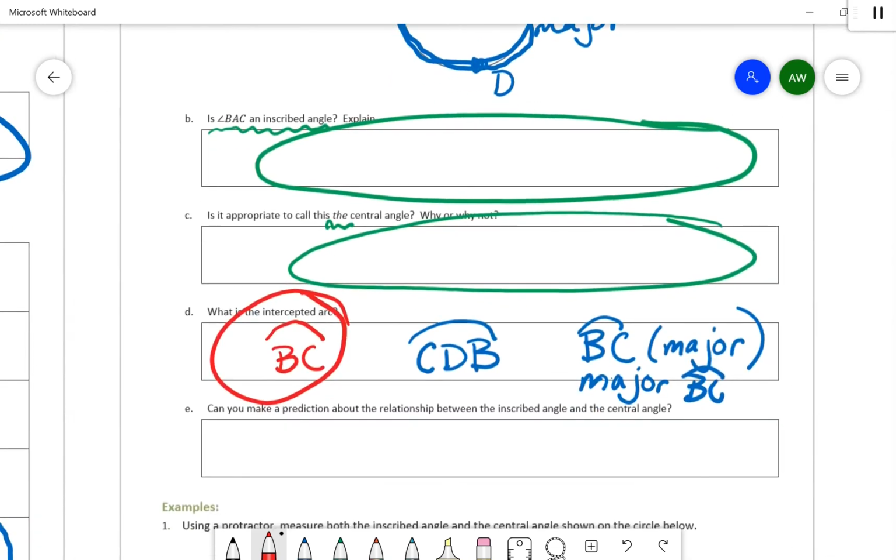Now, part E says, can you make a prediction about the relationship between the inscribed angle and the central angle? What this is asking is, if we had the inscribed angle, how do you think we could calculate the central angle, or vice versa? You don't have a lot of experience with this yet, so I'm going to talk us through just one or two examples, and then we're going to make a prediction, and then we'll see what the answer is.